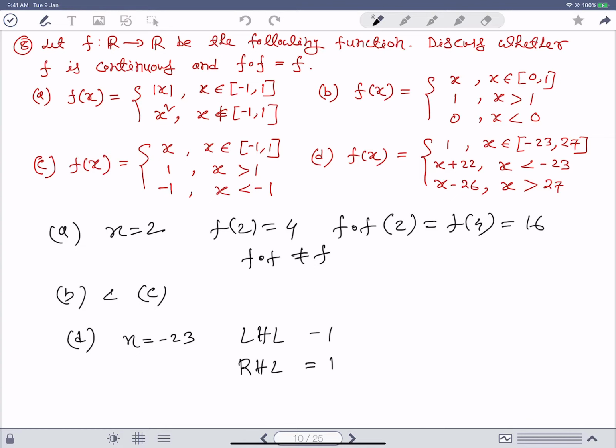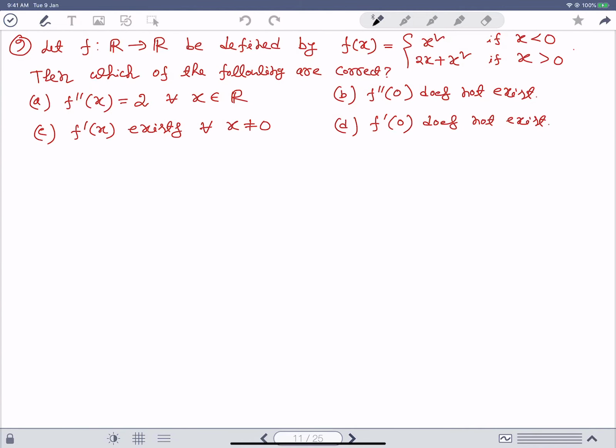So, this is a trivial one, right. Now, this is also a trivial problem. I think you will always be able to answer this one. Now, it says that f from R to R is defined by this function. So, f(x) equal to x square if x is less than 0, and 2x.